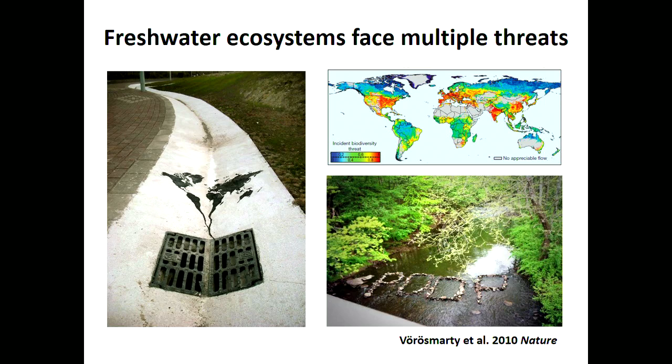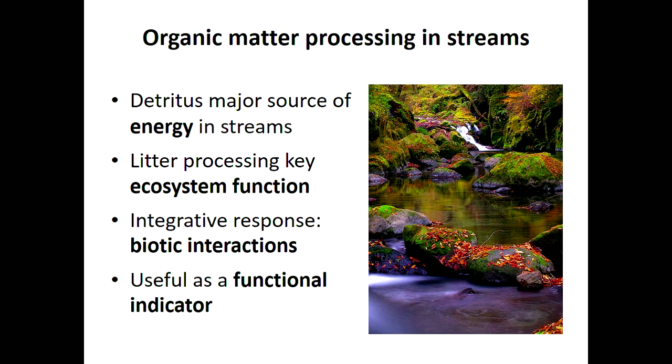And a major component, I guess, of this threat is through pollution, both through diffuse pollution associated with agricultural land uses, but also point source pollution, which is mainly driven by municipal wastewater that comes from our use of water, basically, and our waste. So obviously that biodiversity threat links to ecosystem functioning. And one major ecosystem function in stream and river ecosystems is organic matter processing.